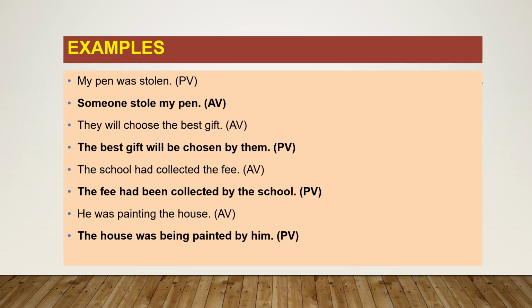Next, we come to the simple future form of the verb. They will choose the best gift. They, subject, will choose is the simple future form. The best gift is the object. Now the best gift becomes the subject in the passive sentence. Will choose becomes will be chosen. Choose, past participle, chosen. Will be is the future form.